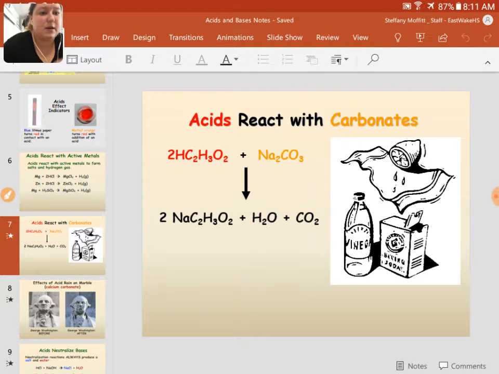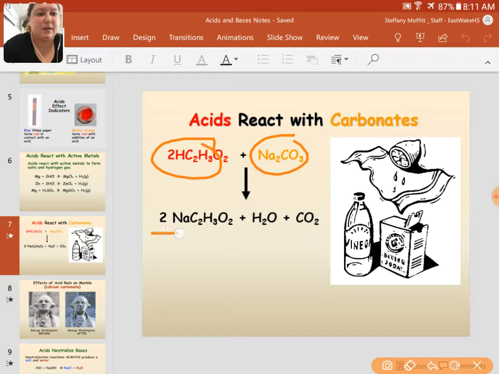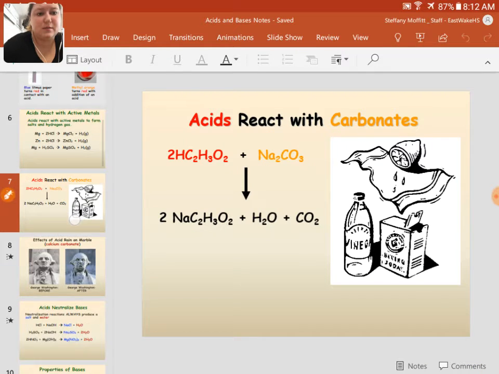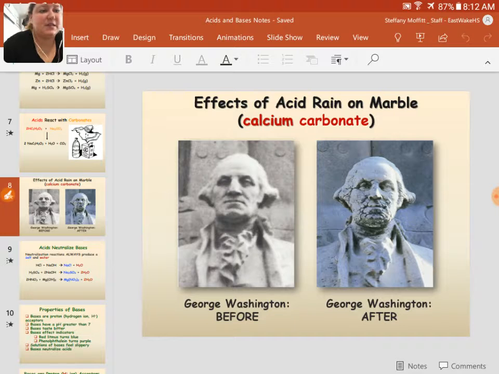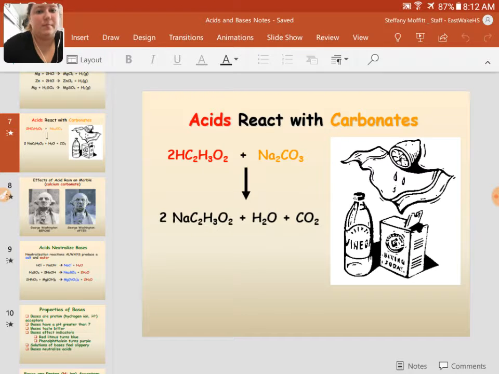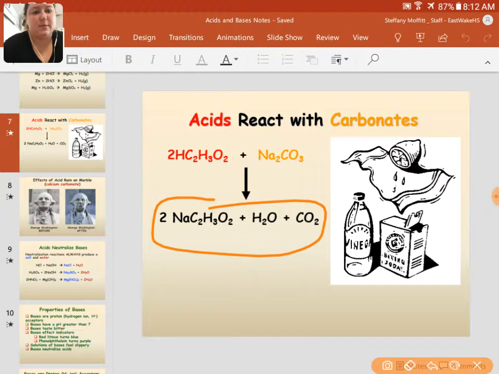Acids react with carbonates. So this is our acid right here. This is our carbonate, and we're going to get that sodium acetate, water, and carbon dioxide. Effects of acid rain on marble. So calcium carbonate, this is like acid rain hitting marble statues or calcium carbonate, same thing. We're going to get a decomposition of that marble to form these compounds, except calcium will be right here.